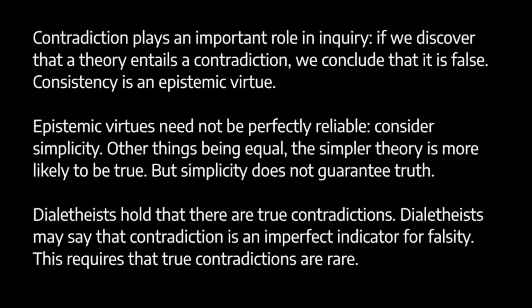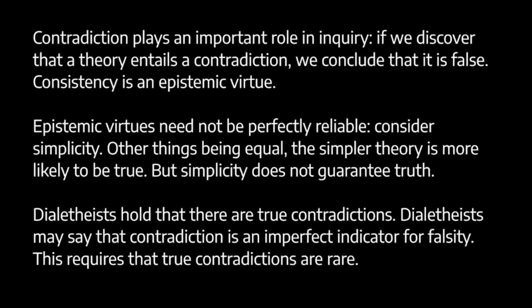So we discover that a theory entails a contradiction. What that means is, we throw it out. We're like, nope, that theory can't be right. It must be false. Consistency is an epistemic virtue, and giving this up would involve pretty radically changing the nature of inquiry. Now, epistemic virtues do not have to be perfectly truth-conducive.